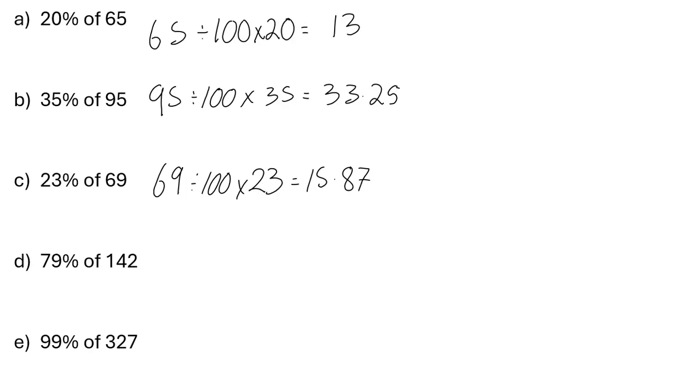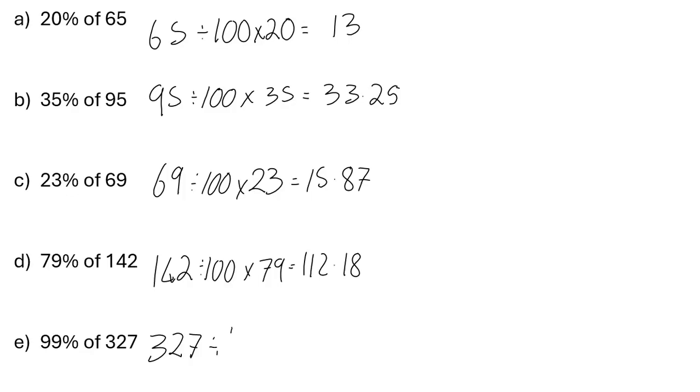D, 79% of 142. We do 142 divided by 100, and then we're going to times it by 79 to get my 79% of it. And in this case, I'll get 112.18 as my solution. And then this last one here, 99% of 327, same drill. 327 divided by 100, and I'm then going to multiply it by 99 to take almost every single one of those 100 parts. What that ends up giving me is 323.75.